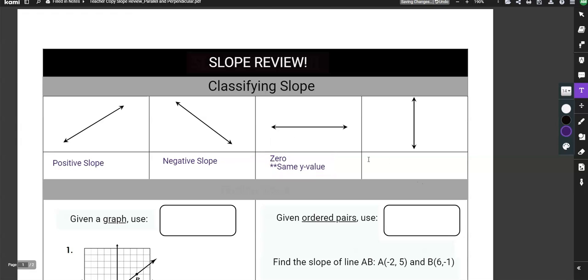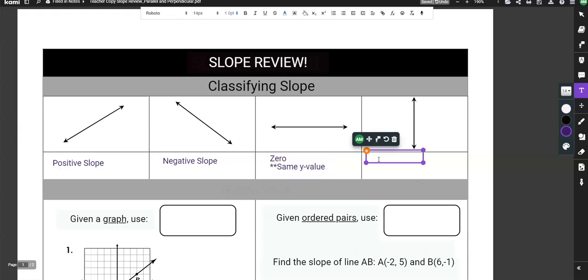And then our last kind of slope is a vertical line. This is called an undefined slope. And that is because your x values are the same. And you'll notice that when we do the formula, when the x values do not change, it means we are dividing by 0. And if you divide by 0, then you get an undefined answer.